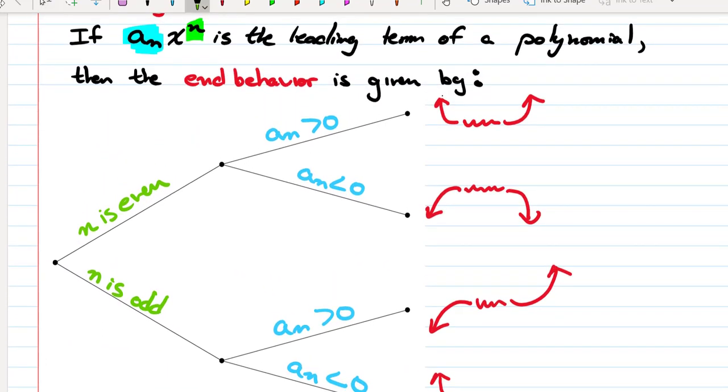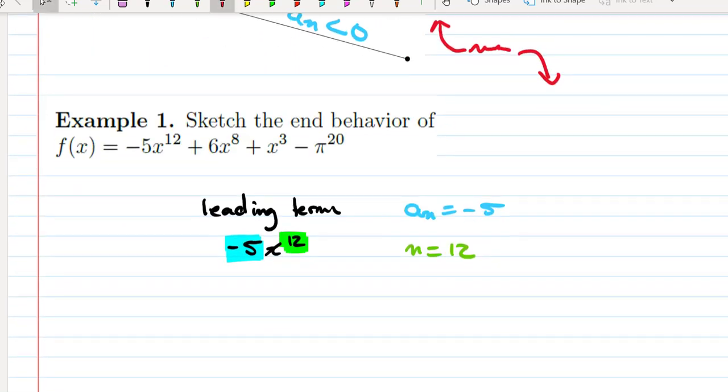So is a sub n a positive number or a negative number? Well, it's negative. So that means our end behavior is going to look like this. Our graph starts down and ends down. So that's going to be the end behavior of our graph. We have that a sub n is less than 0, and n equals 12 is even. Then we just select the appropriate picture, or if we were doing this by hand, we would sketch that appropriate picture.